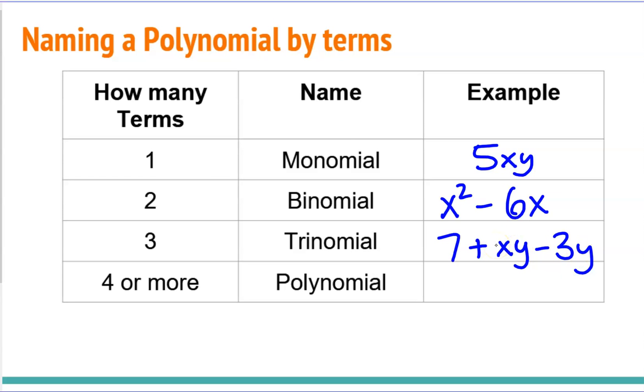A polynomial has 4 or more, so we don't really give a special name for anything with 4 or more pieces. So that could be something like x cubed y squared minus z plus 7, plus 12. Okay, anything with 4 or more pieces, we're just going to call a polynomial.